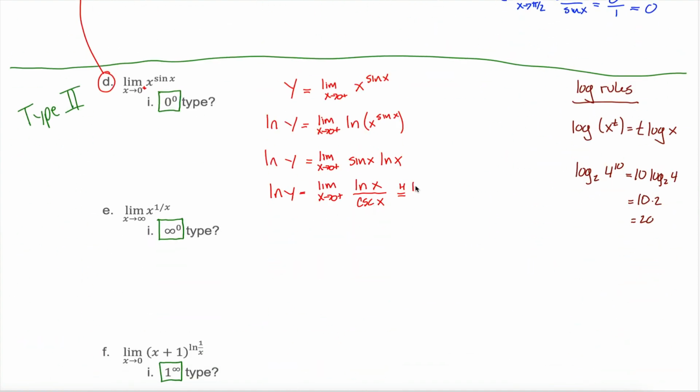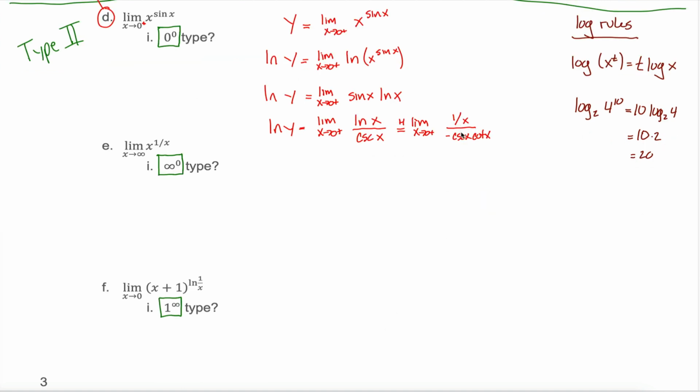Say that this limit is the limit as x approaches 0 from the positive side of the derivative of natural log of x, which is 1 divided by x, divided by the derivative of cosecant of x. The way I remember that is I remember the derivative of secant of x is secant times tangent, so the derivative of cosecant of x is almost cosecant times cotangent. I just have to remember to put a negative in there.